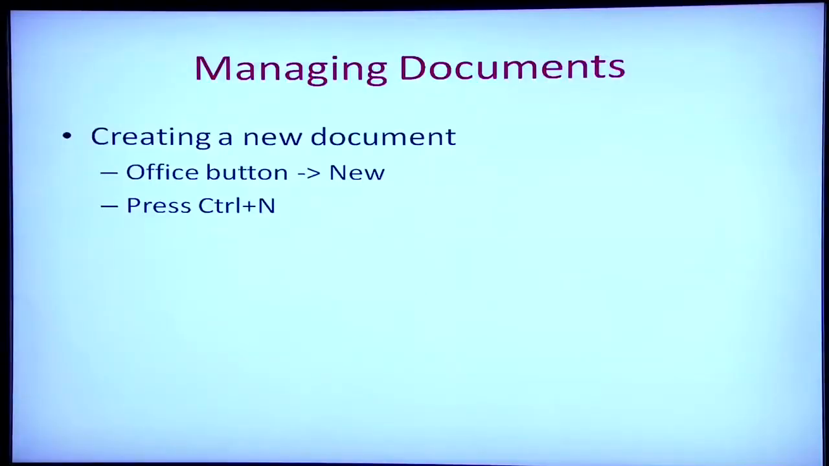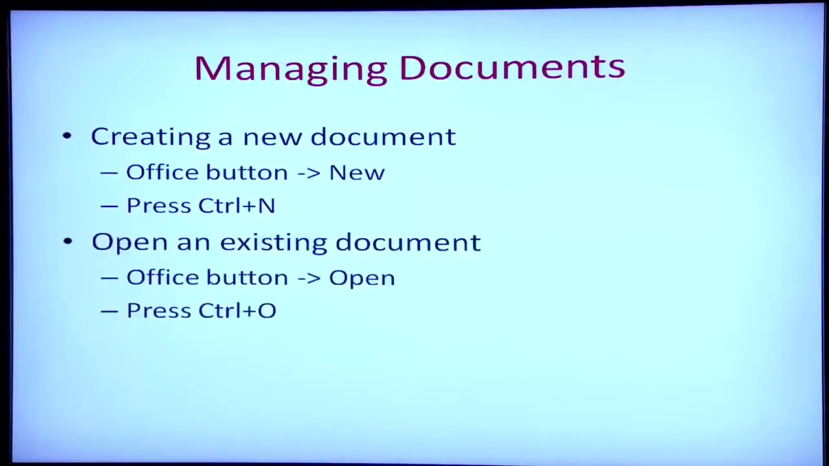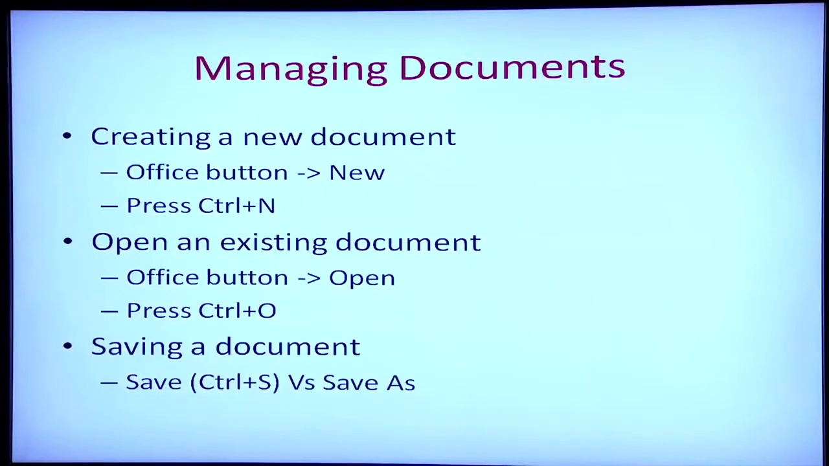We can create new document by clicking at the Office button and then clicking at new, or we can press Ctrl N. We can open an existing document by clicking at Office button and then open option, or we can press Ctrl O. And we can also save a document using Control S or going to Office button and clicking at Save. Now, here we have to learn there is a difference between save and save as. These two options are available when we want to save a document. Now, let us see how all these things work.